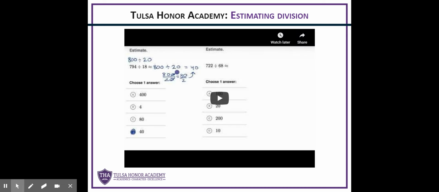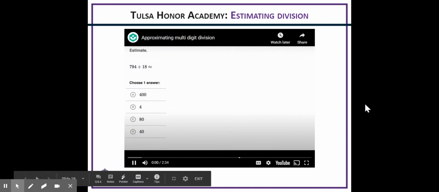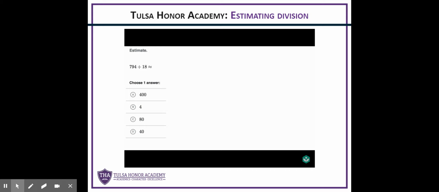Next up, we have our estimation video. What we want to do in this video is get some practice estimating multi-digit division problems. So here we're asked to estimate 794 divided by 18. Now, if you wanted to get the exact answer, you would have to do some long division or maybe use a calculator. But the whole point here is to get some practice estimating. So pause this video and try to see if you can figure this out without even using any pencil or paper. All right, so now let's do this together.